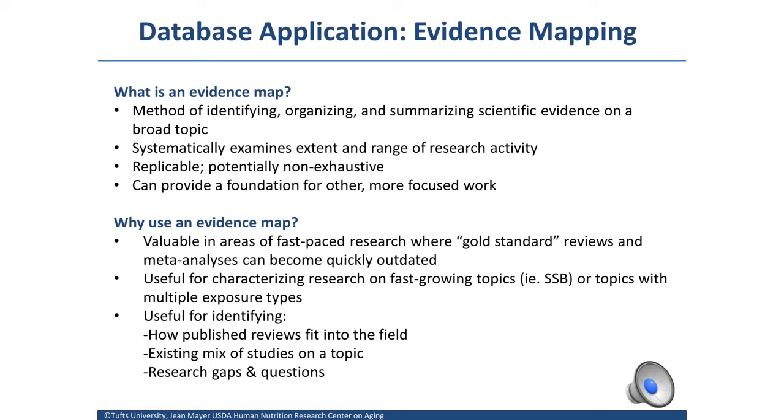So why use an evidence map? Well, it's valuable in areas of fast-paced research where gold standard reviews and meta-analyses can become quickly outdated. It's really useful for characterizing research on fast-growing topics such as, I know there's been one recently done on sugar-sweetened beverages, or also on topics with multiple exposure types. This was particularly great for our topic of dietary fiber because there's a huge amount of literature on fiber. Combine that with the many different ways that fiber can be given as an intervention, along with the many different outcomes that can be examined. It makes evidence mapping a particularly useful method for looking at dietary fiber.